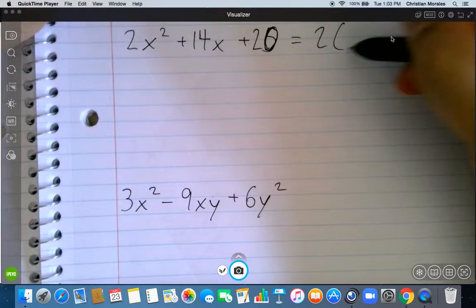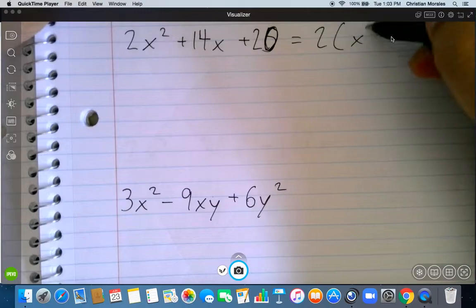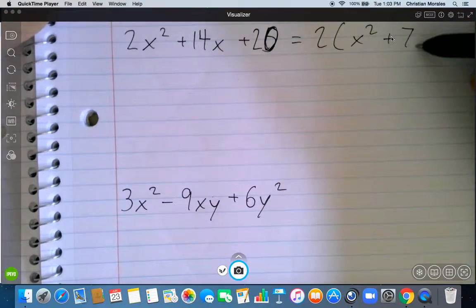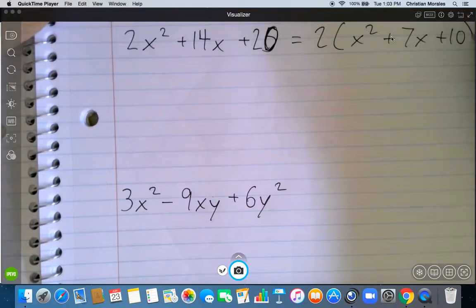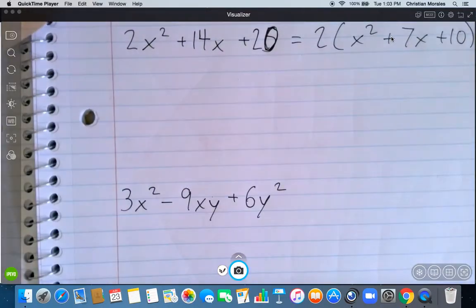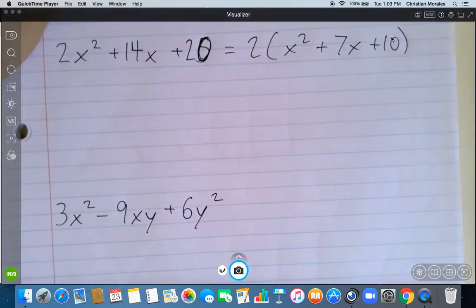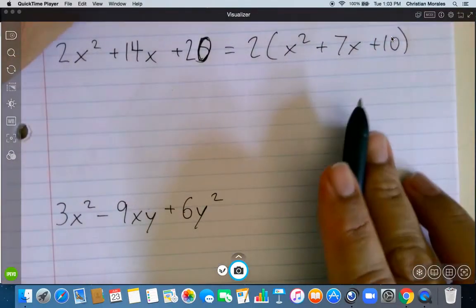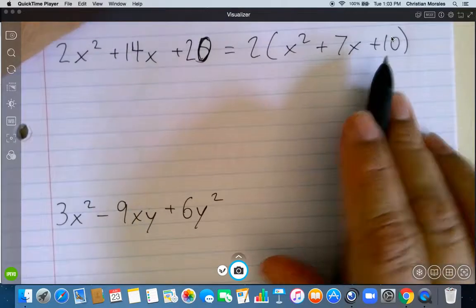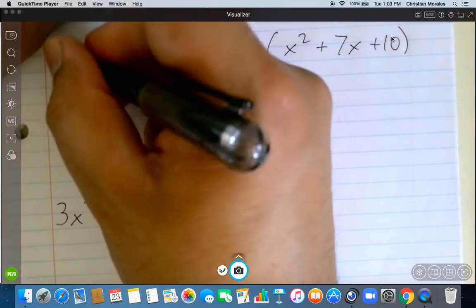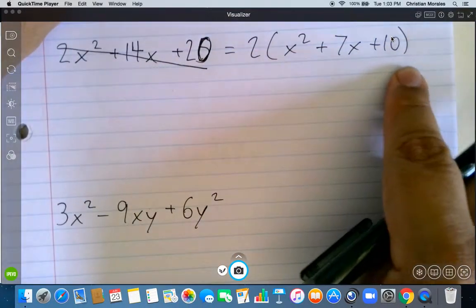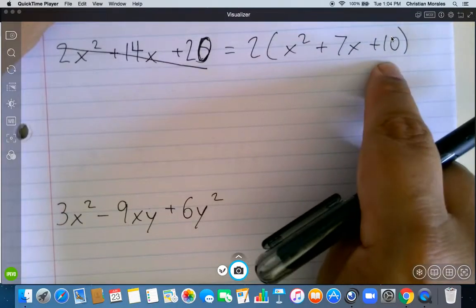2. If you take out 2, you're left with x squared plus 7x plus 10. I divided everything by 2. So your problem now looks like this. When you do that, this goes in Xbox, not this anymore. This is no longer the problem. X squared plus 7x plus 10 is.